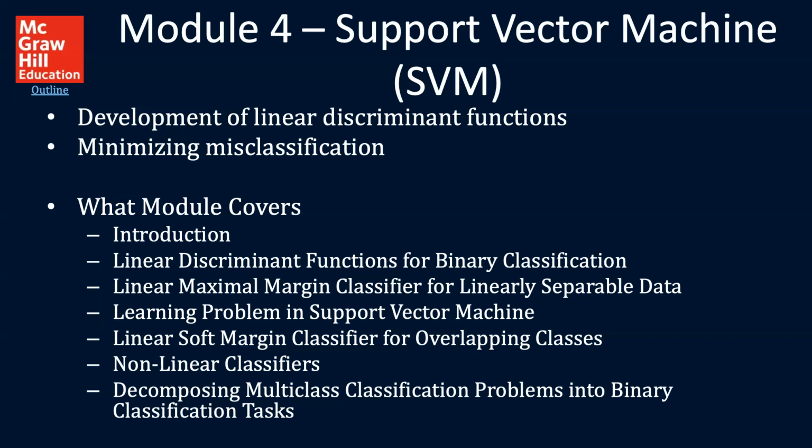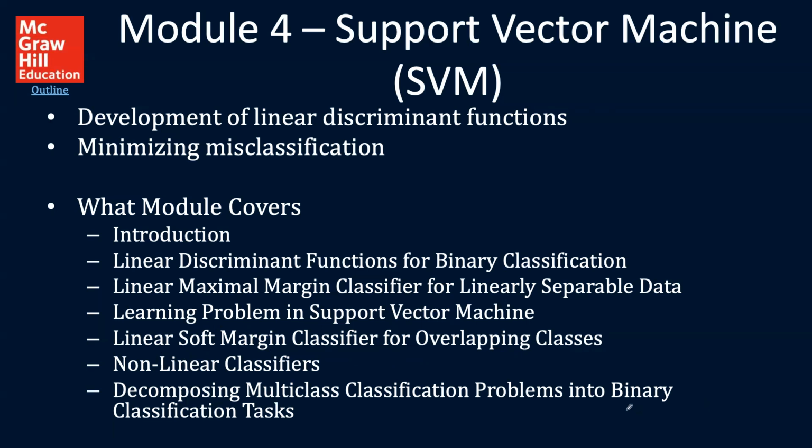We'll then talk about linear maximal margin classifiers for linearly separable data. So how can we start to create more space between different elements of what we're looking at with our data set? That would be a useful thing to conceive. We'll talk about the learning problems that are encountered with support vector machines. Then we'll get into linear and soft margin classifiers for overlapping classes and nonlinear classifiers. And finally, decomposing multi-class classification problems into binary classification tasks.